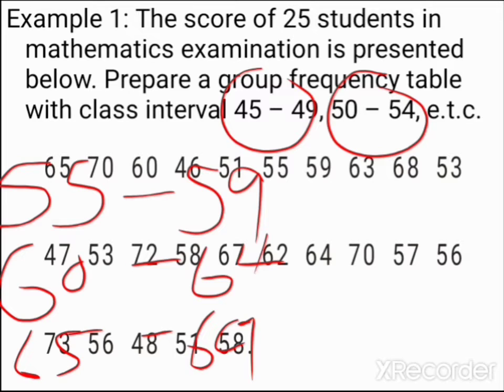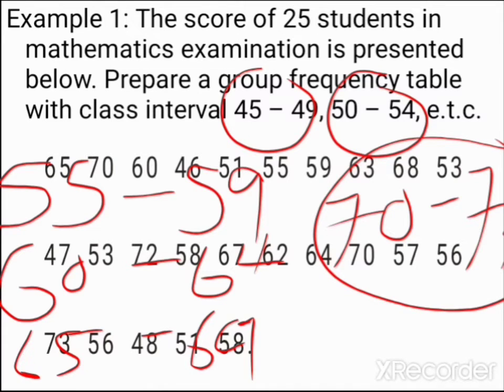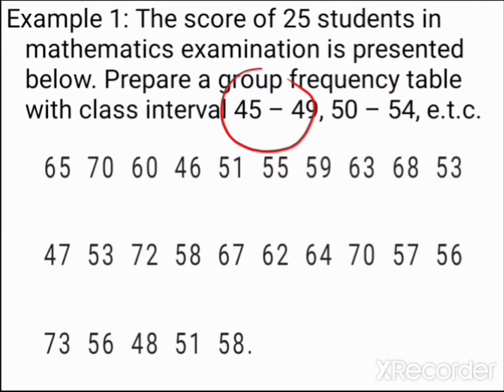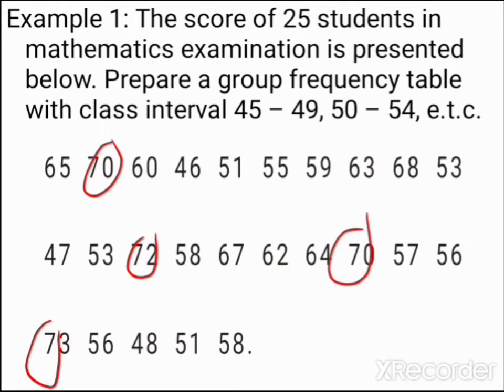Then the last class will be from 70 to 74. Why is that supposed to be our last class? Let's check very well. Let's check our data to see if there's any number greater than 74. Ensure that all your data fall into a particular class. We have 70, which is less than 74, we have 72, we have 73. All of them are less than 74, so there's no number greater than 74. So 70 to 74 will be our last class.